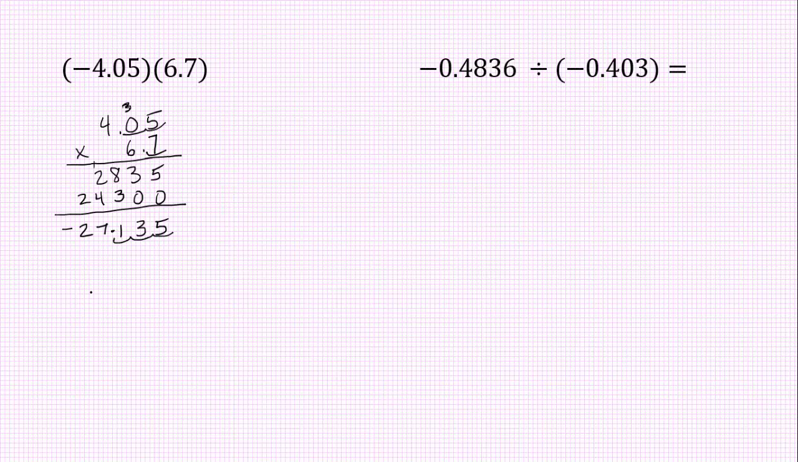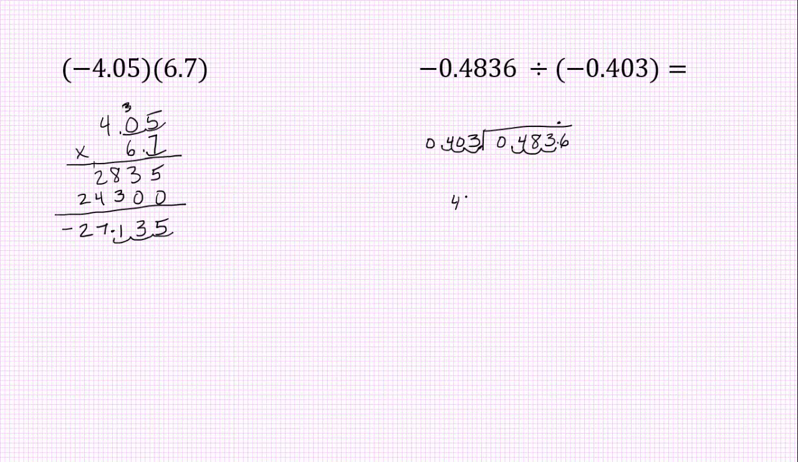Let's try the division problem. In this problem we have a negative divided by a negative. The answer will automatically be positive. So let's set it up as long division. The first step in division is to transfer the decimal units from the divisor over to the dividend. We've got 3 decimal places, so we're going to move that decimal to the right. We do the same to the dividend to show where it will be in the final answer.